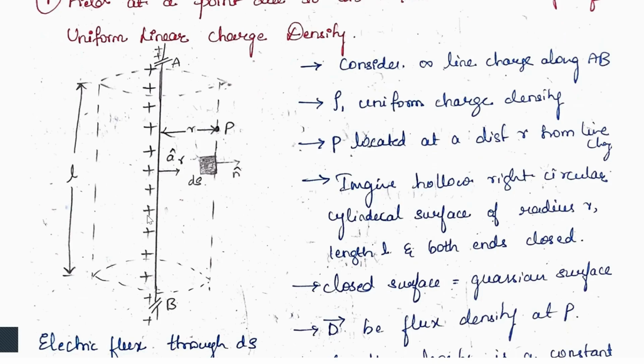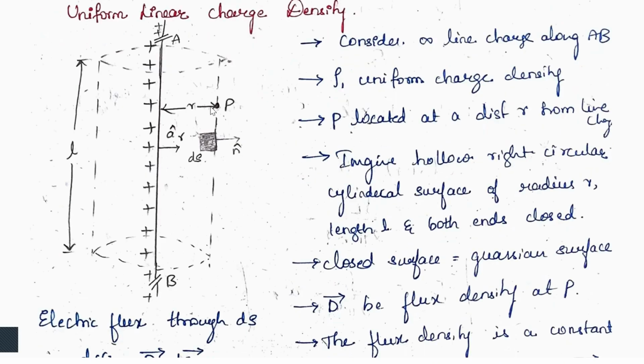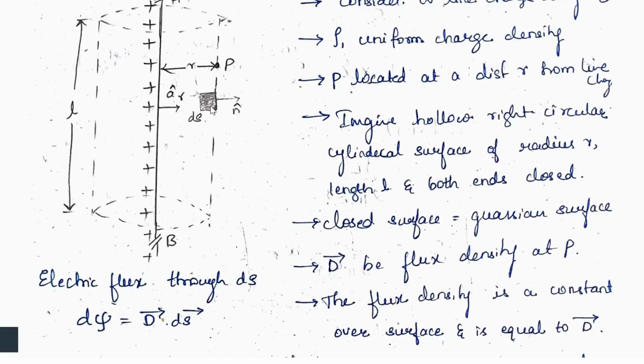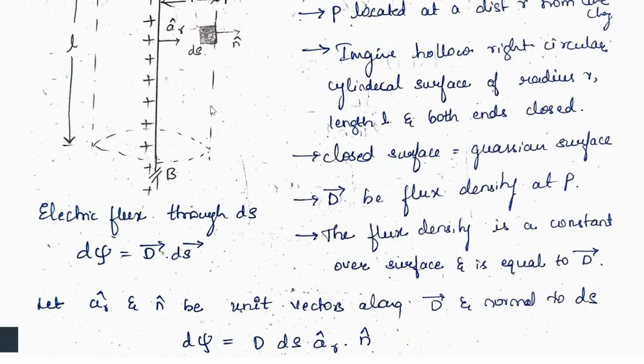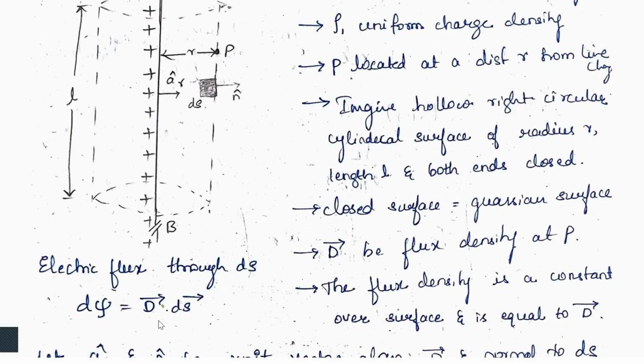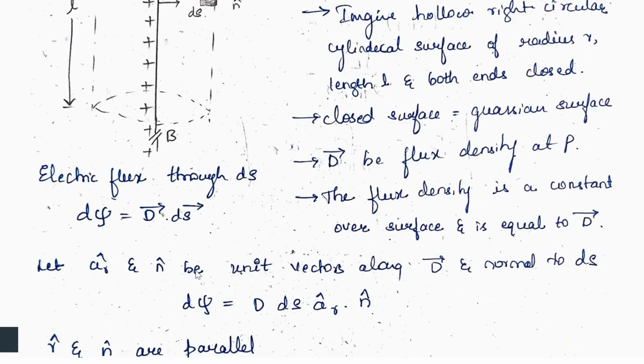Now let D vector be the flux density at this point P. The flux density is constant over the surface, hence it is equal to D vector. Now, what is the electric flux through this dS? dψ is equal to D vector dot dS vector. We know this. So now let a_r cap and n cap be the unit vectors along the D vector and normal to the dS. So we can write dψ is equal to D dS a_r cap dot n cap.